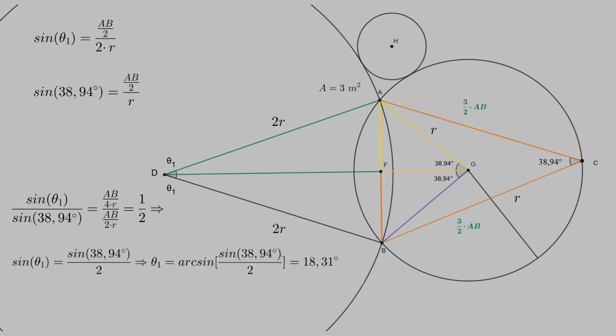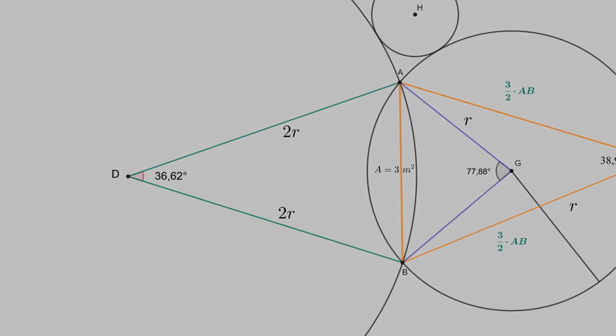So sine of theta 1 equals sine of 38.94 degrees over 2, which is theta 1 equals arc sine of 38.94 over 2, which is approximately 18.31 degrees. So this entire angle here is 2 times 18.31, which is 36.62 degrees. Okay, now we have the angles at the center of each circle, which look to the common chord AB. What can we do with this information?